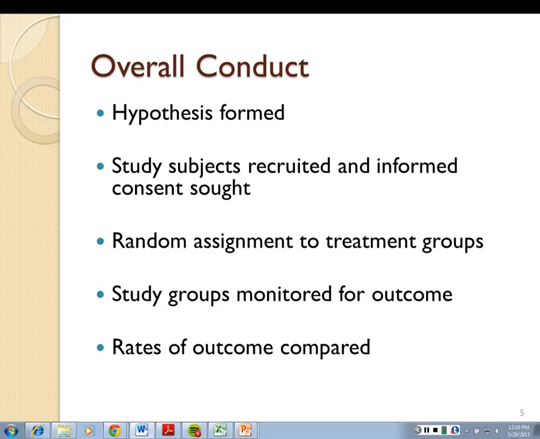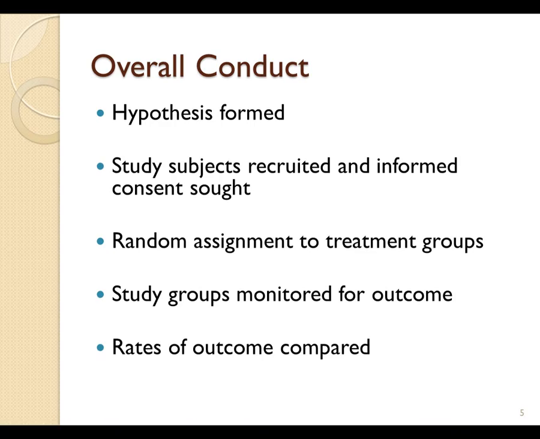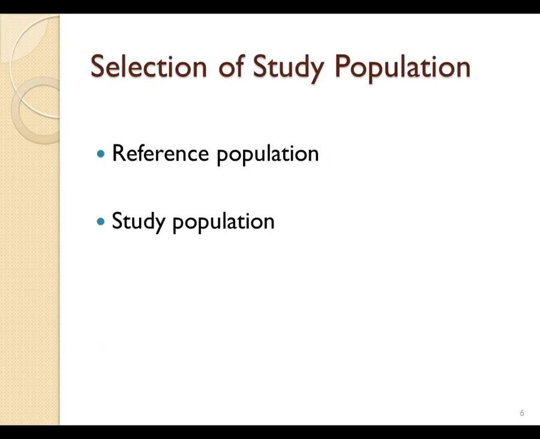Now, the general form of an experimental study design begins with a research question from which a hypothesis is developed. Study subjects are then recruited based on specified criteria, and informed consent is sought for potential subjects. Eligible and willing subjects are then randomly allocated to receive one of the two or more treatments or interventions being compared. Study groups are then monitored for the outcome of the study. This could be recurrence of disease, first occurrence of disease, it could be getting better, or it could be side effects. Finally, the rates of the outcome of interest are compared across treatment conditions.